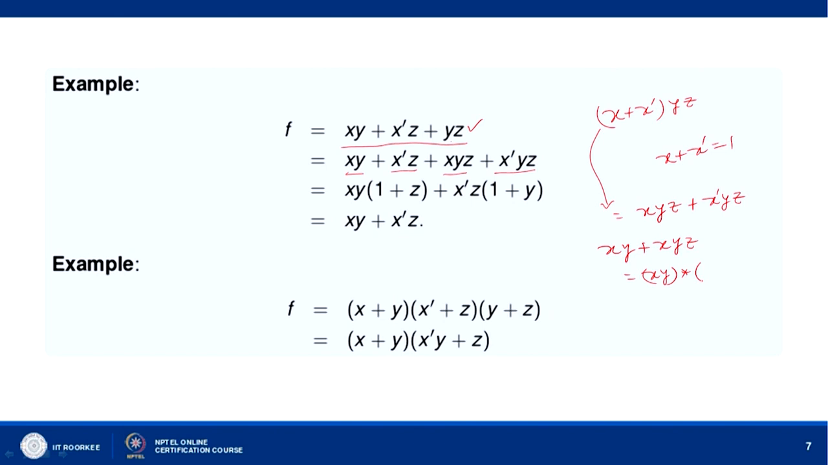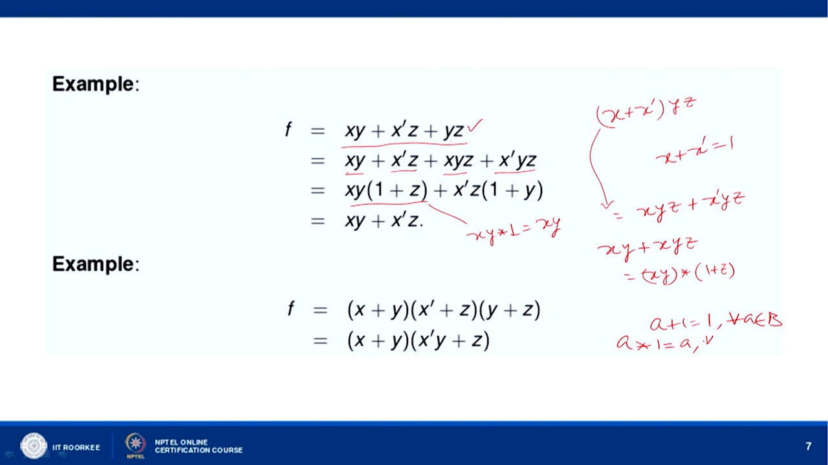Now, we know that a plus 1 is equal to 1 for all a belonging to the Boolean algebra B. So, xy into (1 plus z) will be equal to xy into 1. This is equal to xy * 1, and xy * 1 is equal to xy, because we know that a * 1 equals a for all a belonging to B.